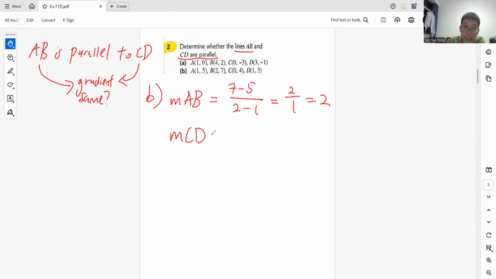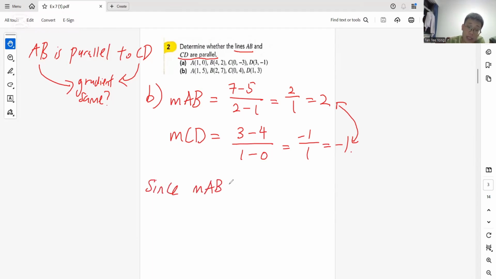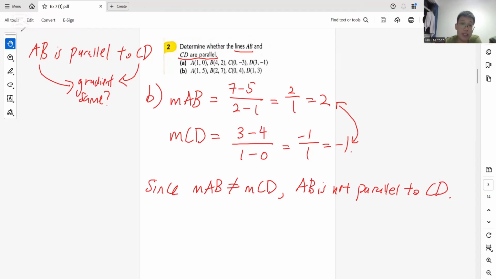So gradient of CD equals 3 minus 4 over 1 minus 0, which equals -1 over 1, which is -1. So as you can see, the gradient is not the same. So I will say, since gradient of AB is not equal to gradient of CD, AB is not parallel to CD. Okay, so this is for question 2.